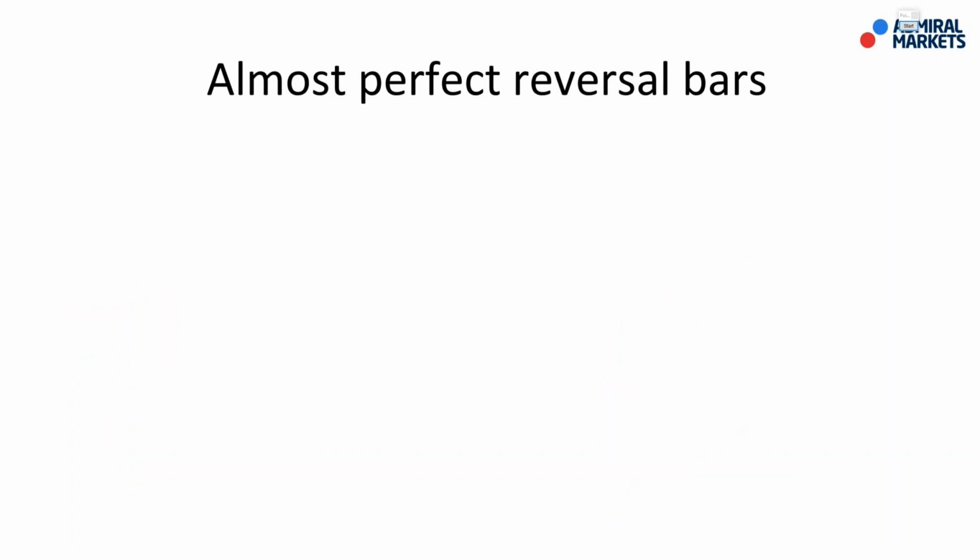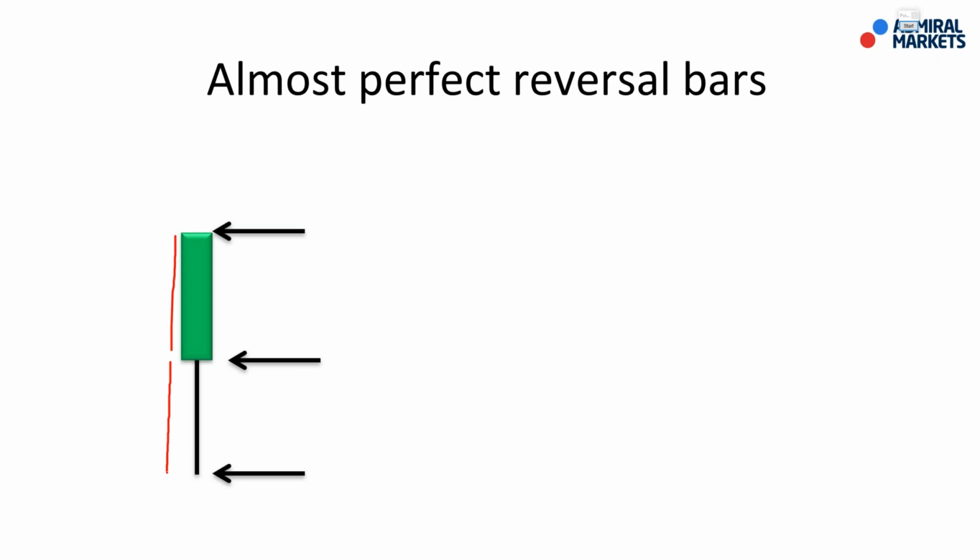Let's go on. Almost perfect reversal bars, part 2. An almost reversal bar looks like this one. You can see the body and the shadow or the tail have the same size. This is an almost perfect reversal bar as well, but not more or less. The body has the same size as the shadow. And it must be green.